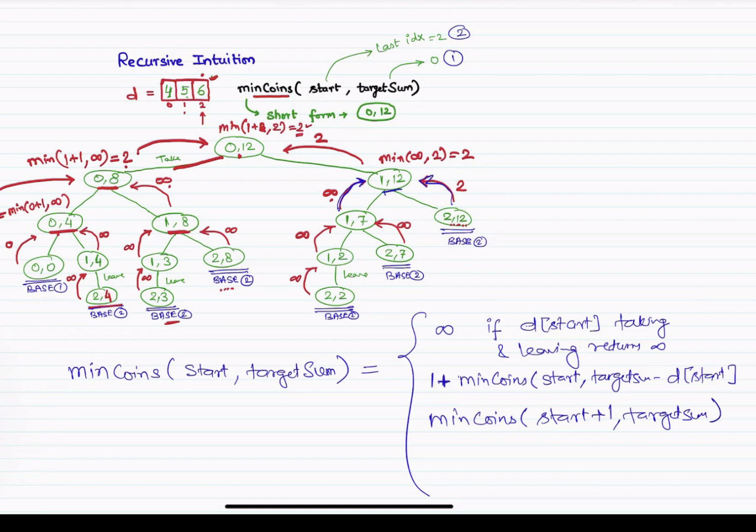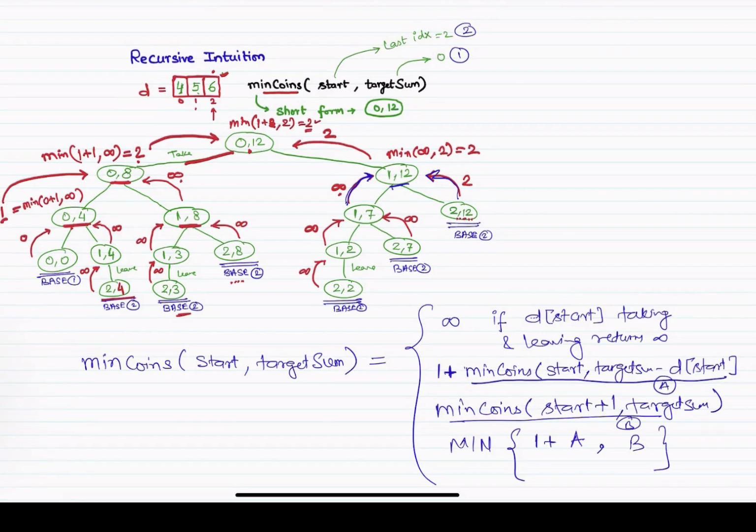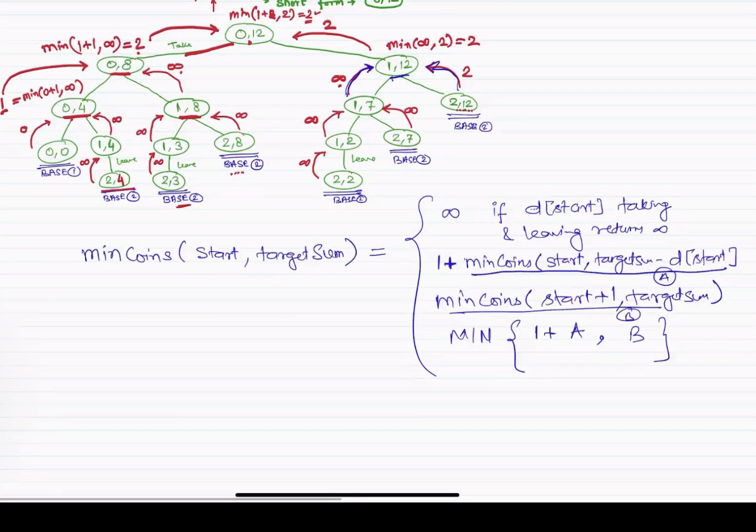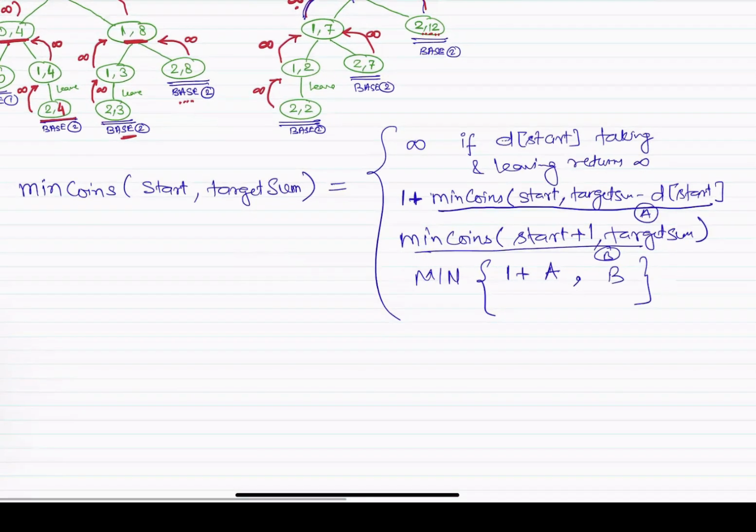And the last one is, if both sides return some value, it would be the minimum of 1 plus this. Let me call this A, and let me call this B. So it will be 1 plus A, or B's minimum. Okay, so that becomes our recurrence relationship, well thought out, where we have handled every case.